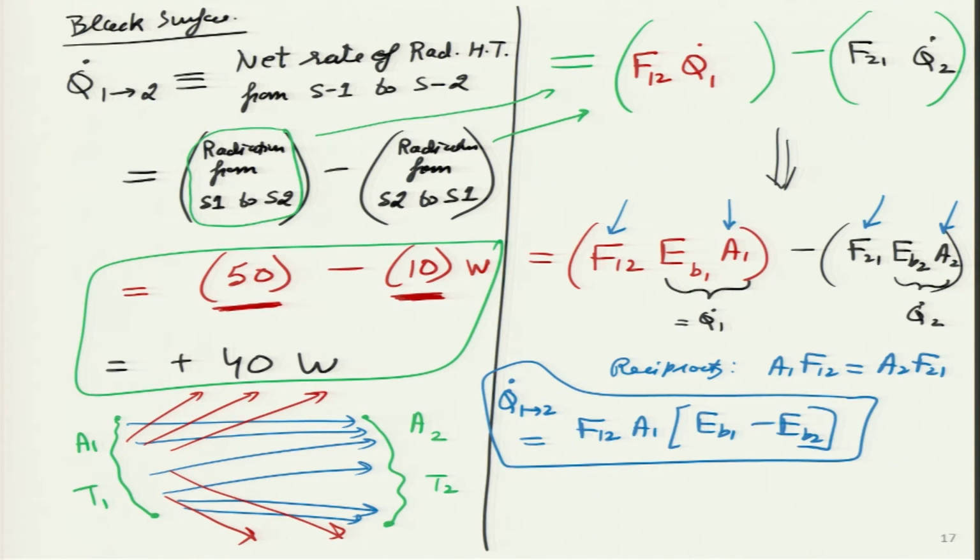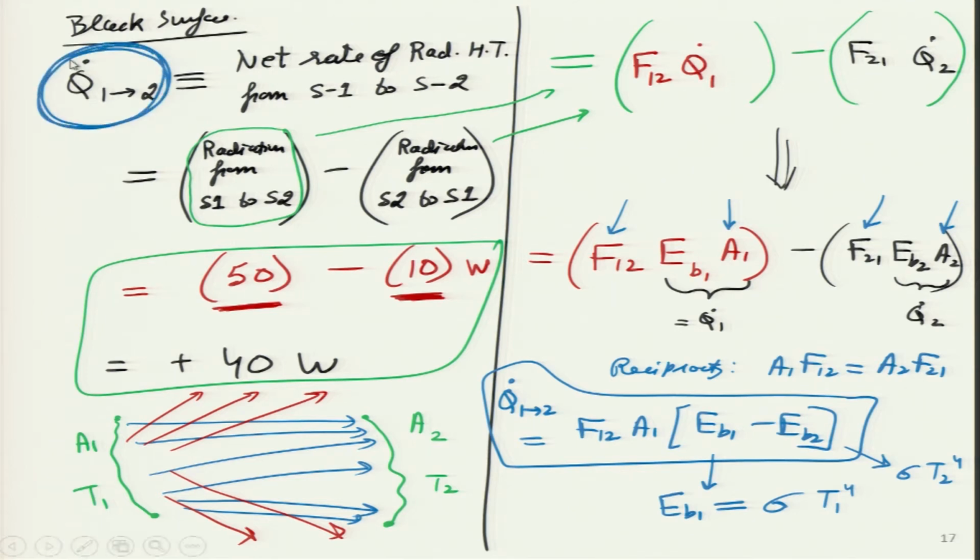Can I further simplify it? The answer is again yes. You remember, for a black body, EB1 is what? It is simply the Boltzmann law, sigma T1 to the power 4. What is EB2? Sigma T2 to the power 4. Now, I have solved the whole thing. What I wanted was this blue term on the left hand side, q dot 1 2.